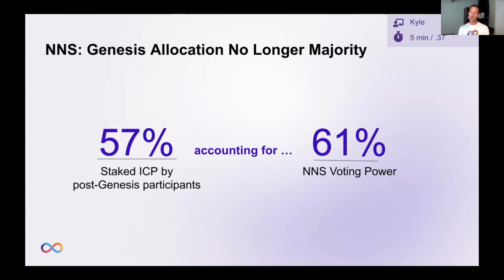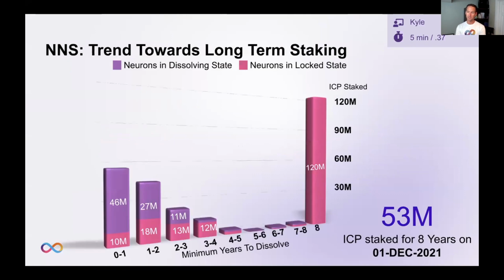If we go to the next slide, I'll go into why I think that 61% is actually increasing pretty quickly. First, special thanks to ICP Jesse for helping me make these charts in 3D to make them pop. And what you're looking at here is the ICP on the NNS as it stands today, bucketed by dissolve delay. So the minimum amount of time before it could possibly dissolve the neuron, and then colored by whether that neuron is dissolving or whether it's in the locked state. So you can see purple is dissolving, and essentially the vast majority of ICP that's dissolving on the NNS is dissolving in the next 2 years.